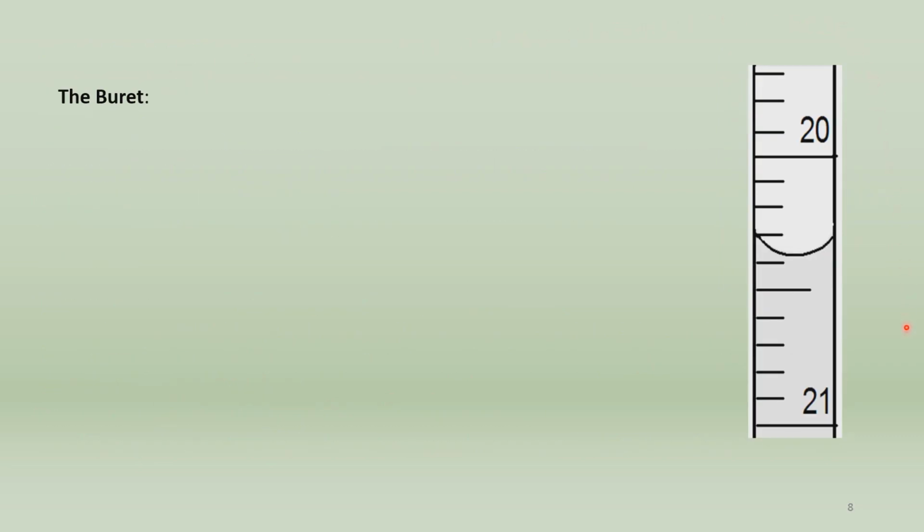Let's read the volume on the burette. So notice in the case of a burette, the volume increases moving down rather than going up as we saw in the case of a graduated cylinder. What are these divisions? So this is 20 mils, 21 mils. I see 10 divisions between those. This is 20.5, 20.4, 20.3. So we can say that the smallest division on the burette is 0.1 milliliters.